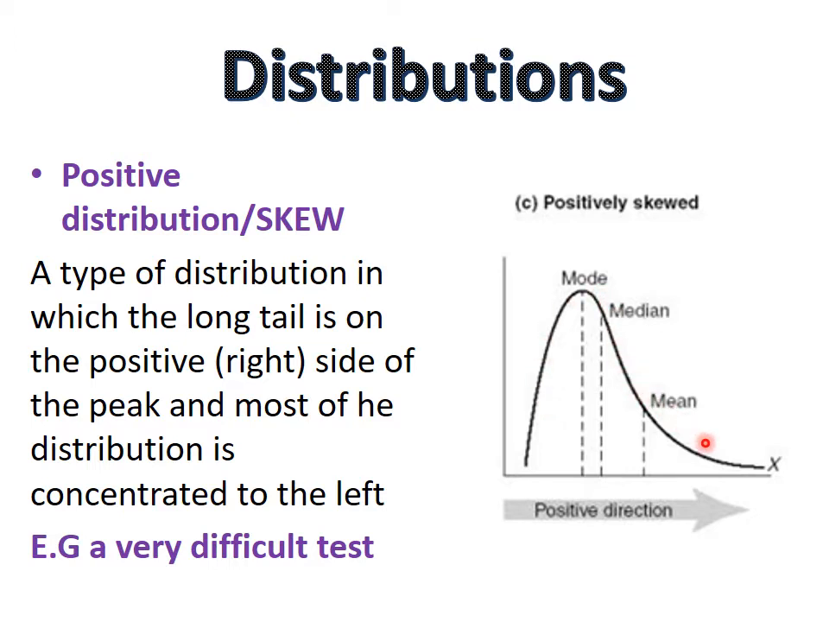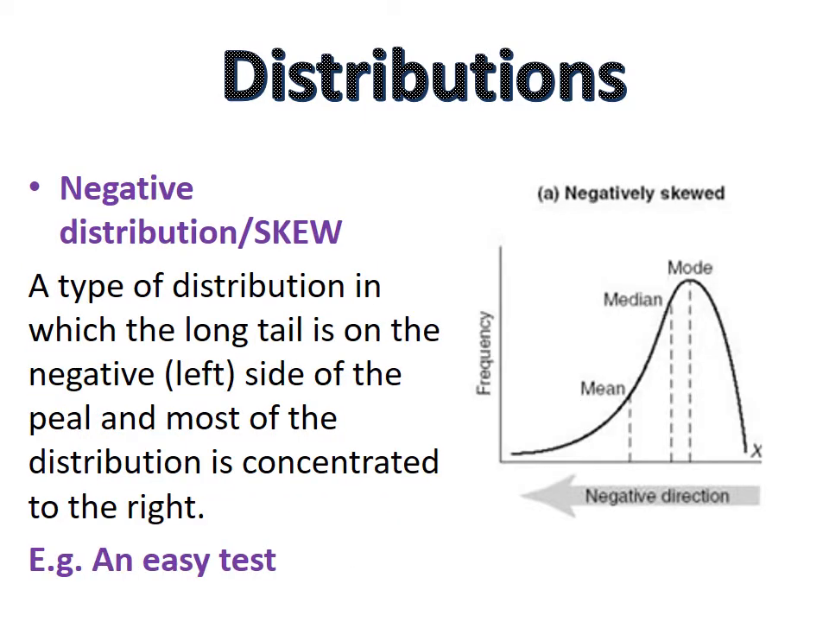And as I say, this tends to happen when you have a difficult test or what you're measuring. Most people actually get below the mean, but a significant number of, let's call them freaks, score very highly, and that skews the mean out, and you end up with what we would call a positive distribution. A negative distribution is the same in reverse. This time the long tail is on the left side.